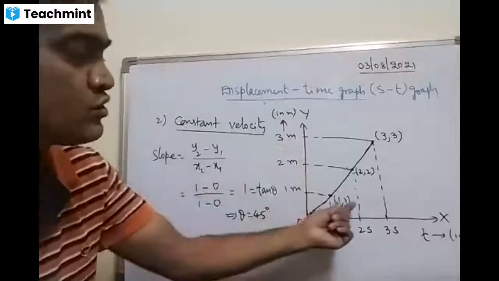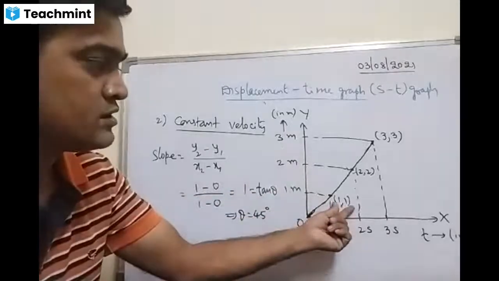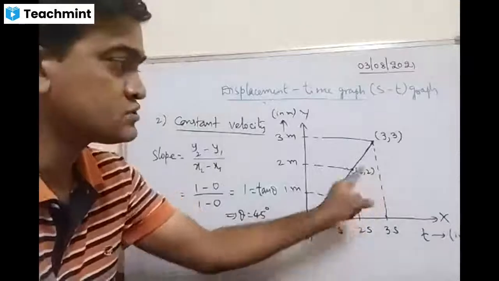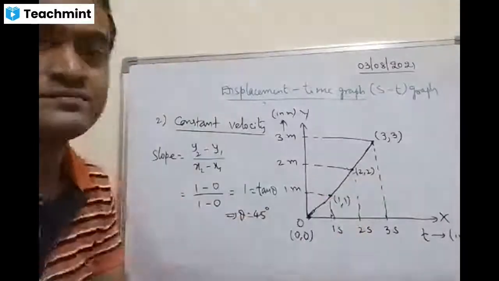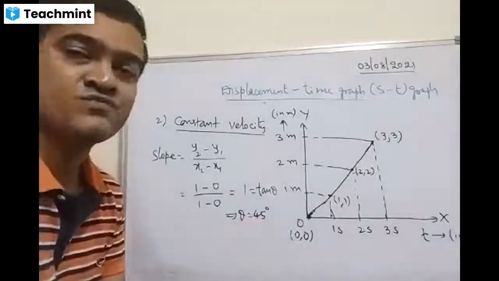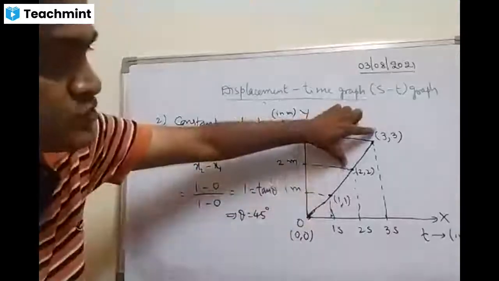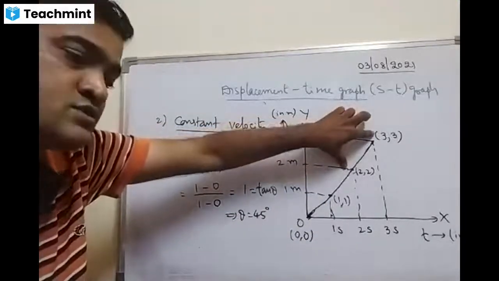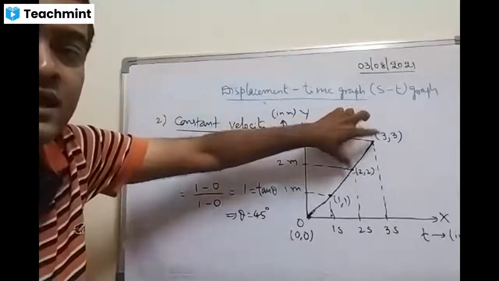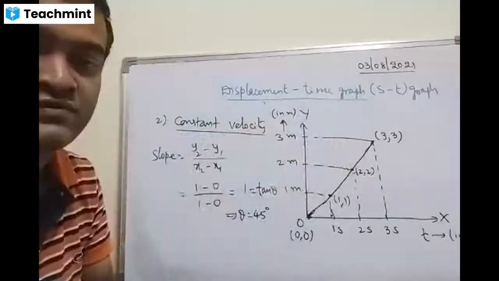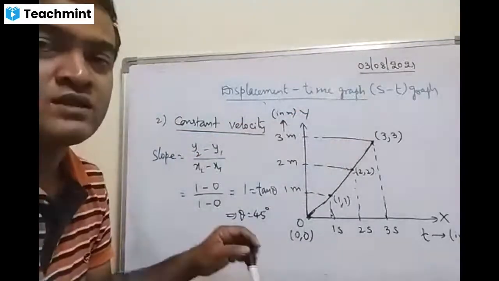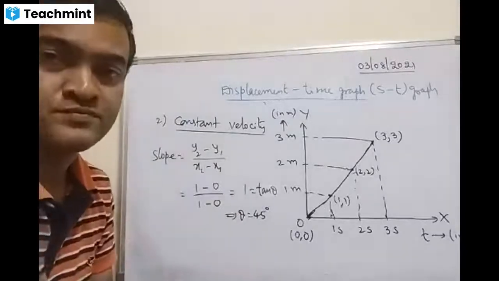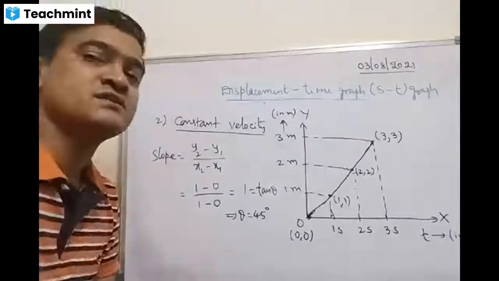Now, if you want, you can check it out for 1 and 2. What are the coordinates? 1, 1 and 2, 2. 2 minus 1 by 2 minus 1, 1 by 1. Again I'll get the angle as 45 degrees. Slope is always equal to 1 and tan theta is 1, so 45 degrees. So, whenever a particle moves with constant velocity, the slope is always equal to 1 and the angle is equal to 45 degrees.